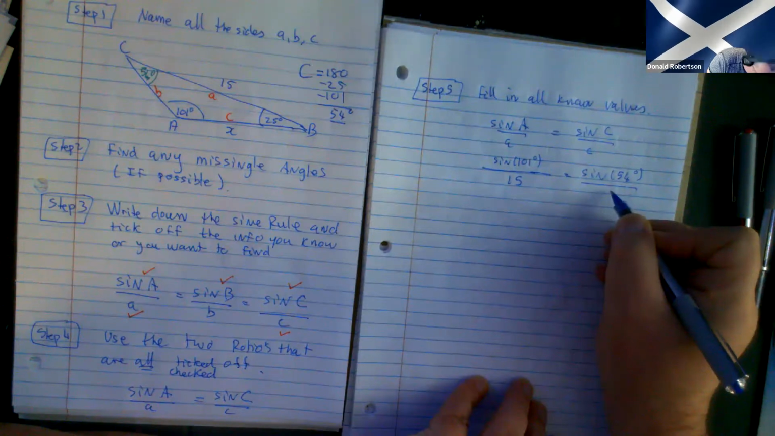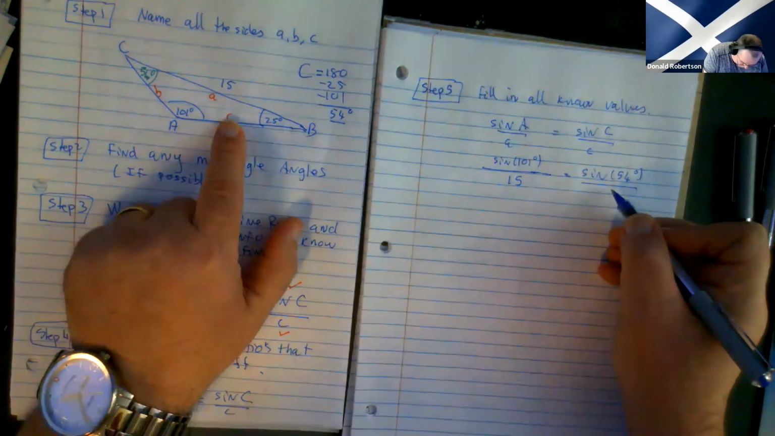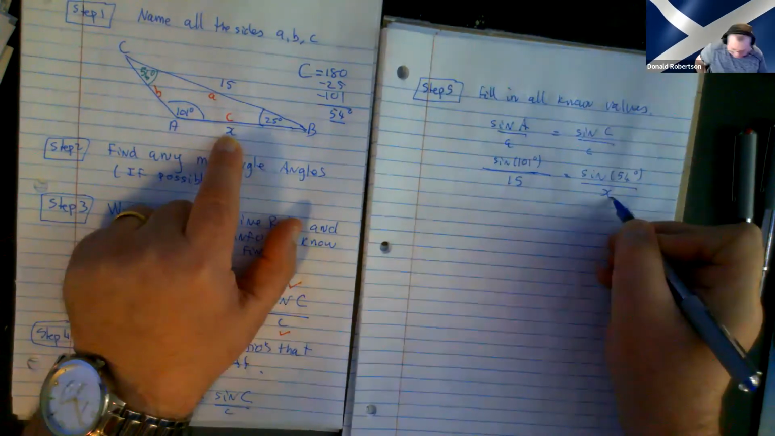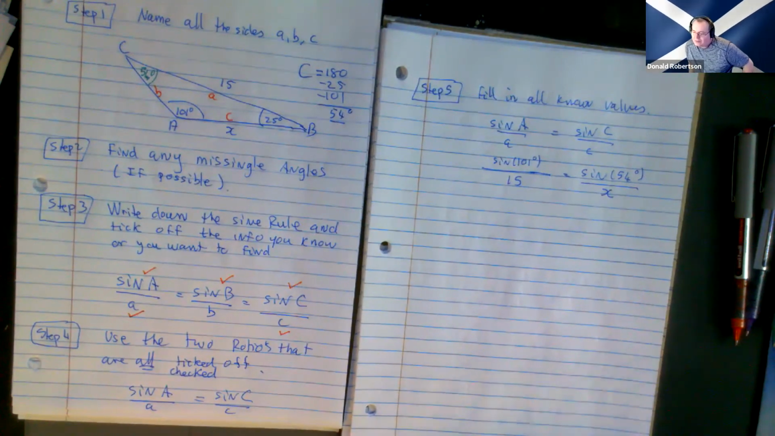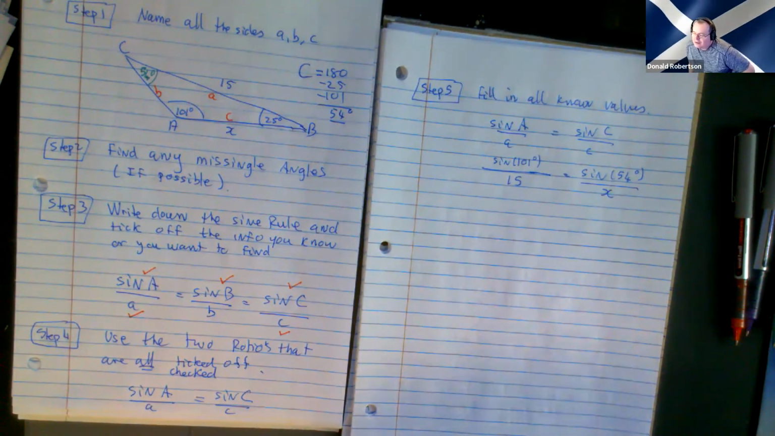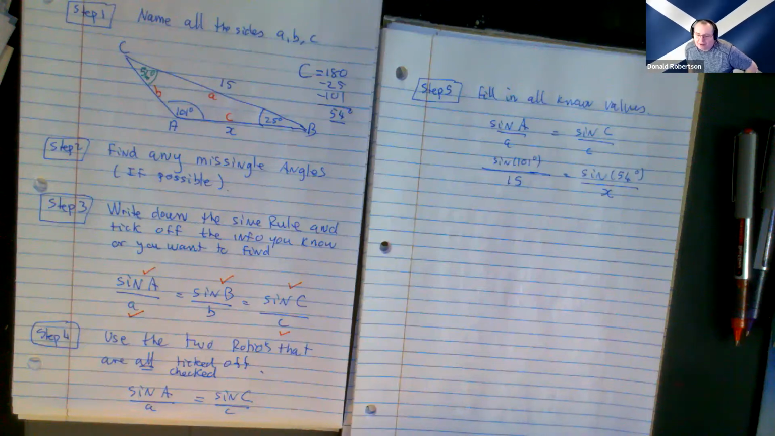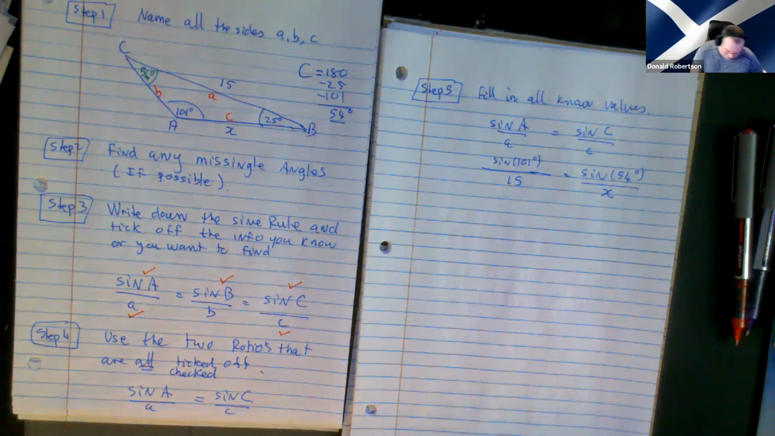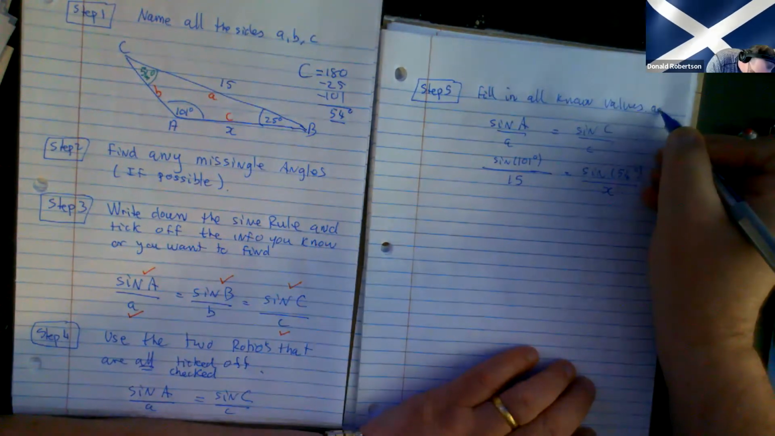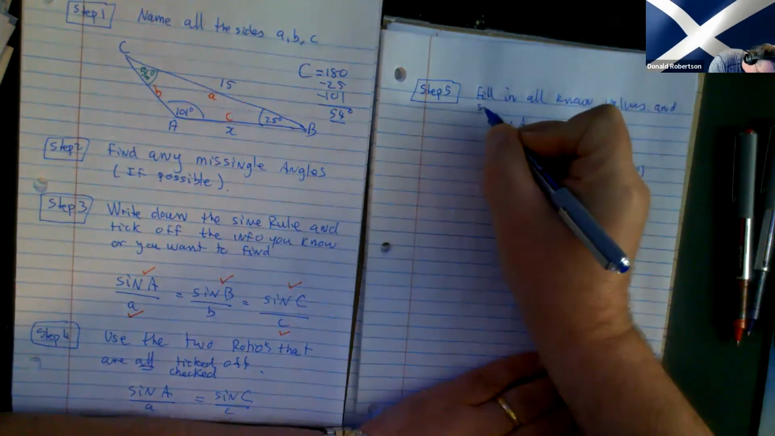And over little c. Now I could keep calling it little c, but just to make things weird, can I call it little x as well? Because isn't little x little c? At some point in time, I'm going to call it x anyway. So fill in all the known values and solve.